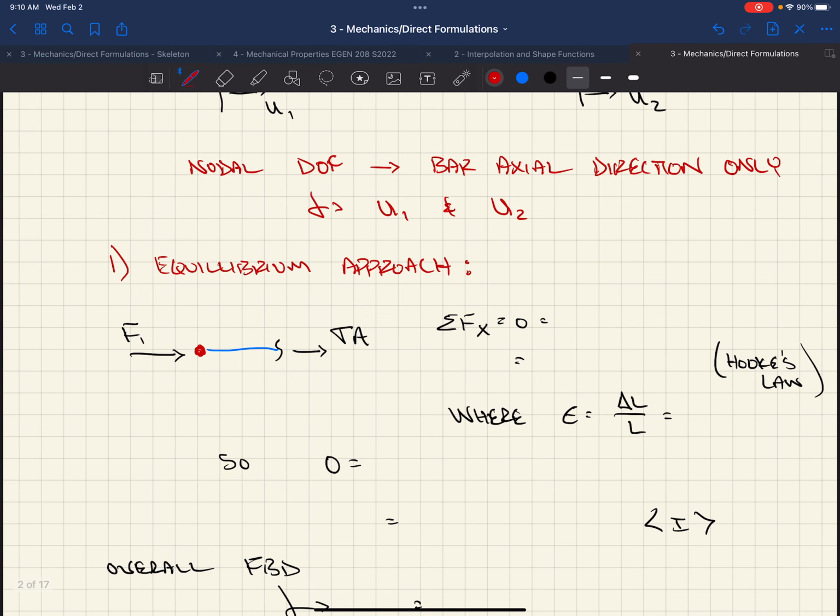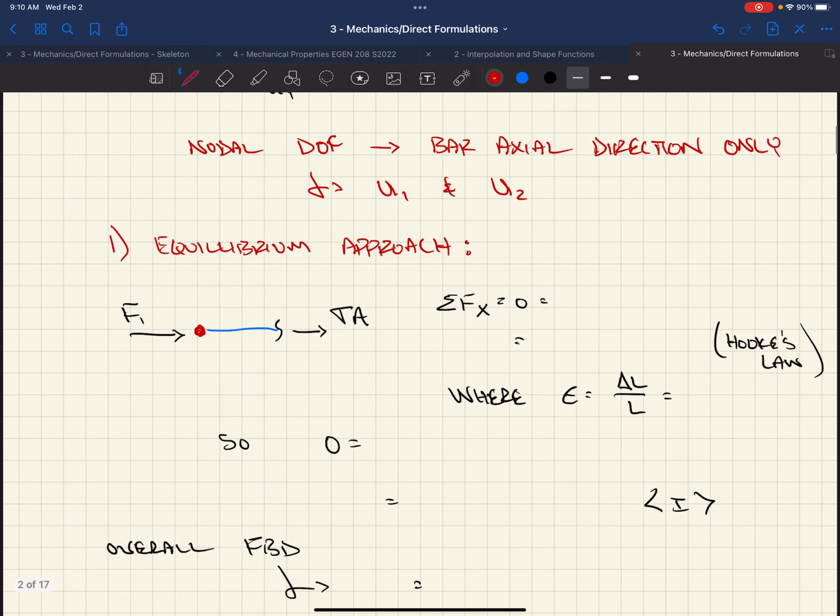So we need to figure out what's going on internally. One approach to do this would be an equilibrium approach, where we would essentially cut our element at some distance from our first nodal point. We have some force 1 acting at node 1. And within our cross-section, we would have some sort of stress times area, or force, so sigma A. If we sum the forces, we get F1 plus stress times A.